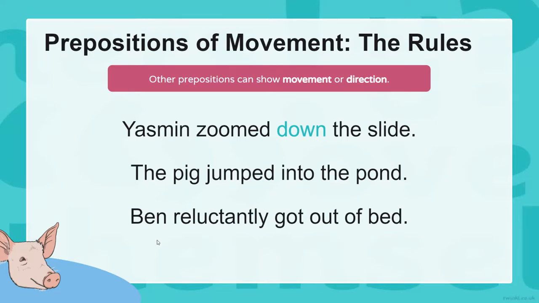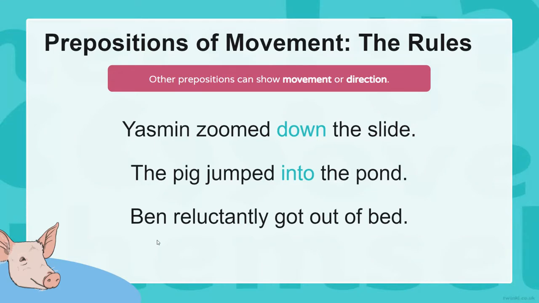The pig jumped into the pond. Talking with someone in your household, perhaps writing it down. The pig jumped into the pond. Which preposition? We know that shows a movement or a form of direction. Let's have a think. The pig jumped into the pond. Correct, the word is into.